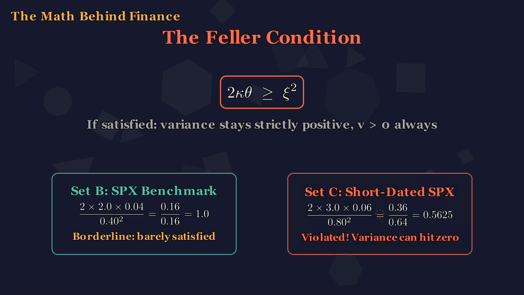But in practice, many real-world calibrations to short-dated options violate Feller. Here, with high vol at 0.8, the ratio drops to 0.56, below 1. The condition is broken. When this happens, naive numerical simulation produces negative variance and the model crashes. The industry standard fix is full truncation Euler, which clips negative variance inside the computation while preserving the stored values.